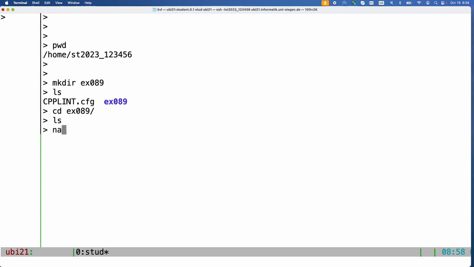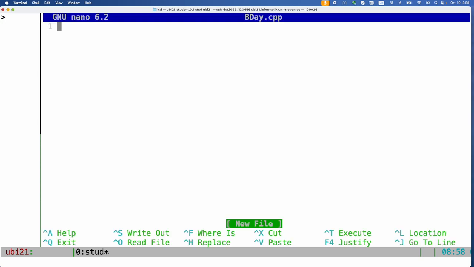And then we have to create our file, which was called bday, exactly like this, not like this. And with the code, it will be exactly the same. With the code, you'll have to make sure that it is exactly the way the computer likes it. And it's a C++ file. So now we're creating this.